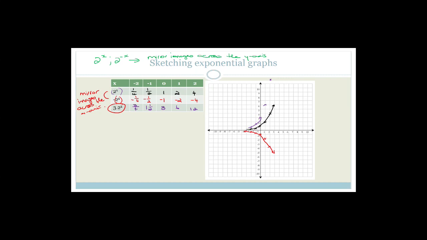So do you agree that a positive integer above this affects the gradient? So that affects the gradient, okay? If it had been a half times 2 to the x, it would have been down here somewhere, okay? But 3 makes it much steeper.